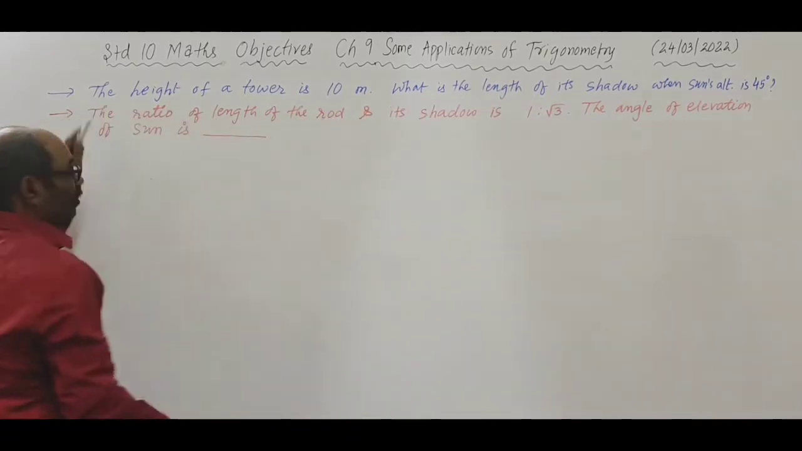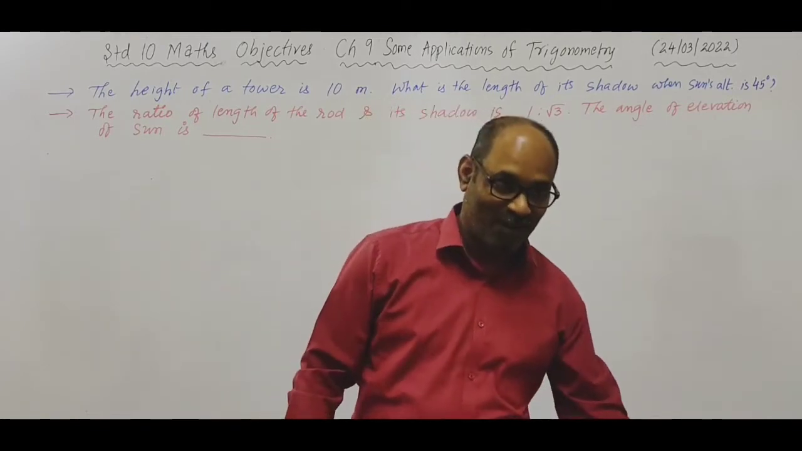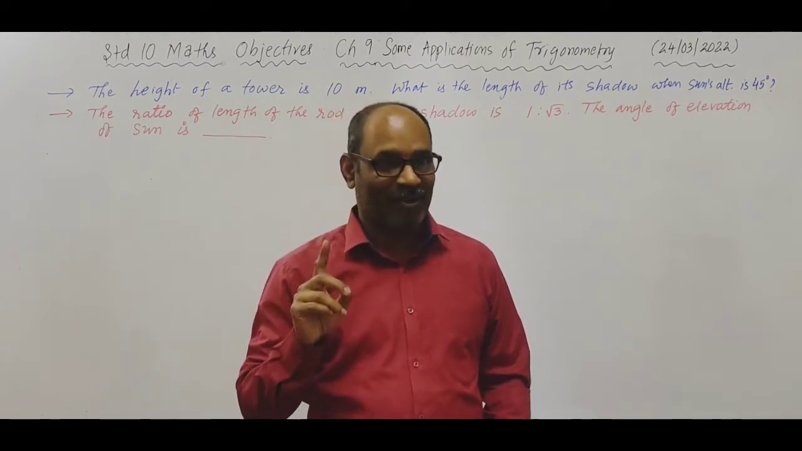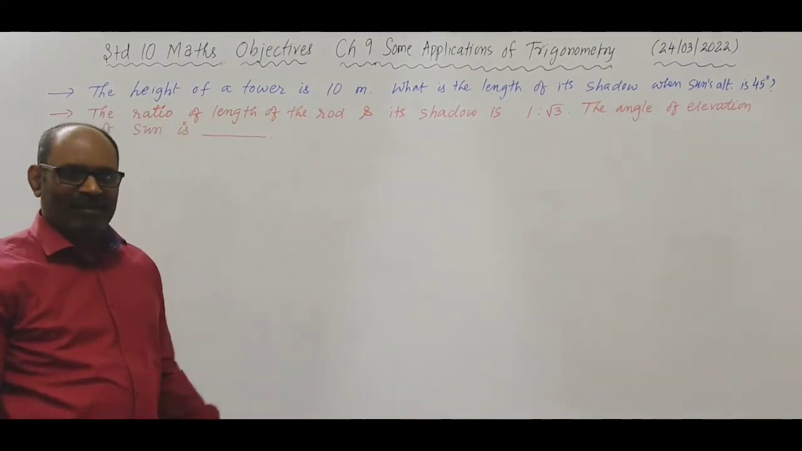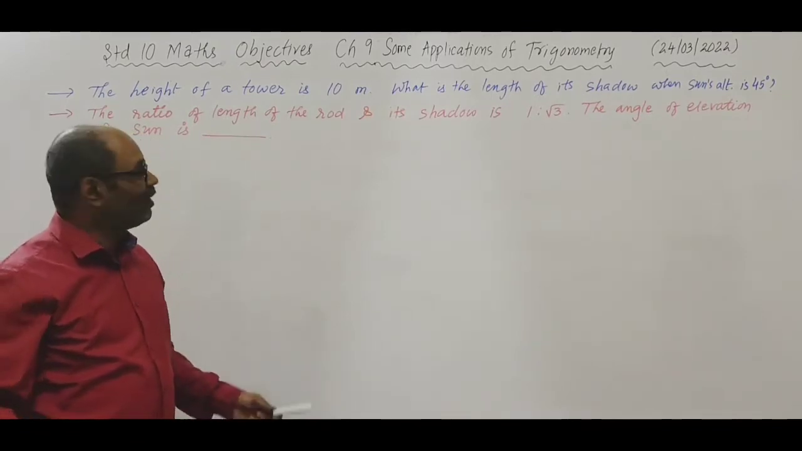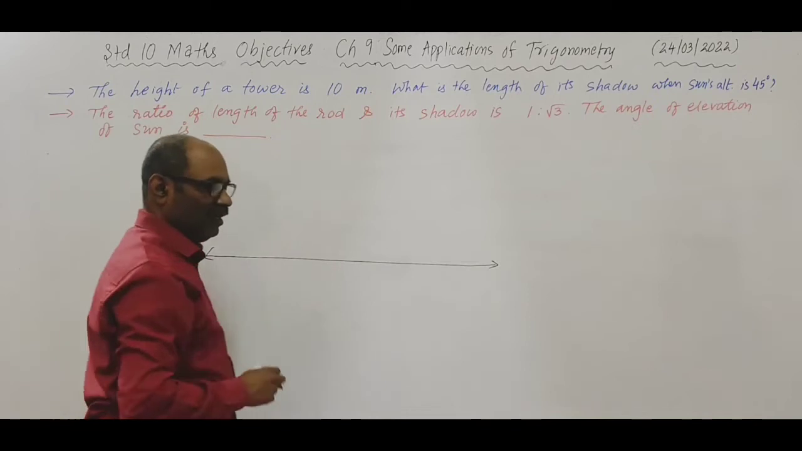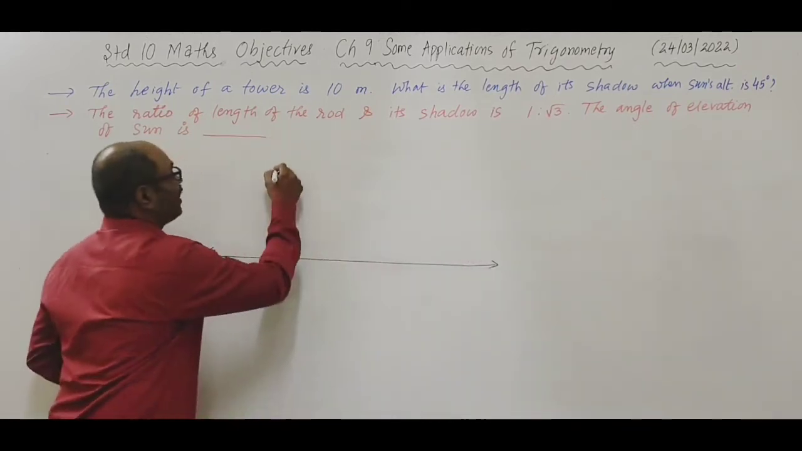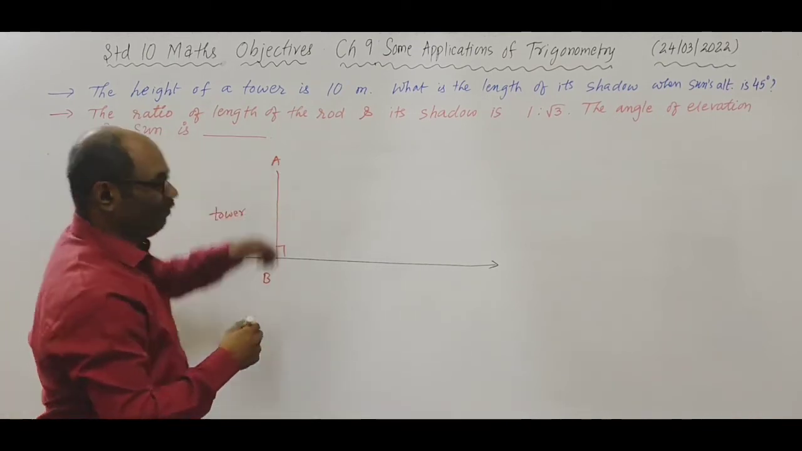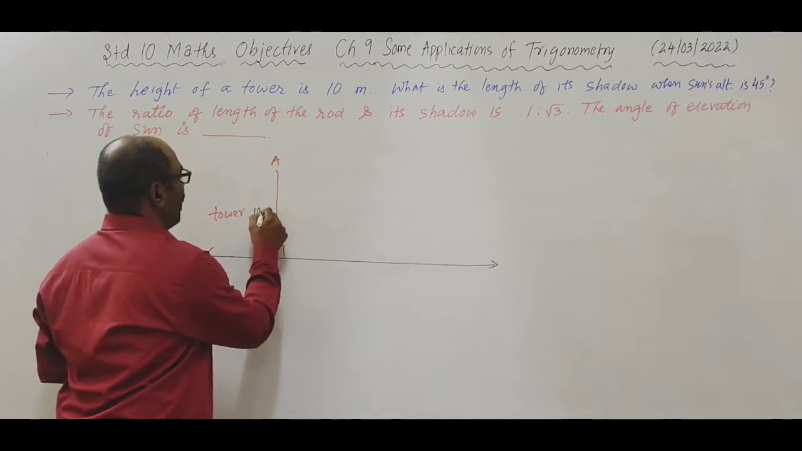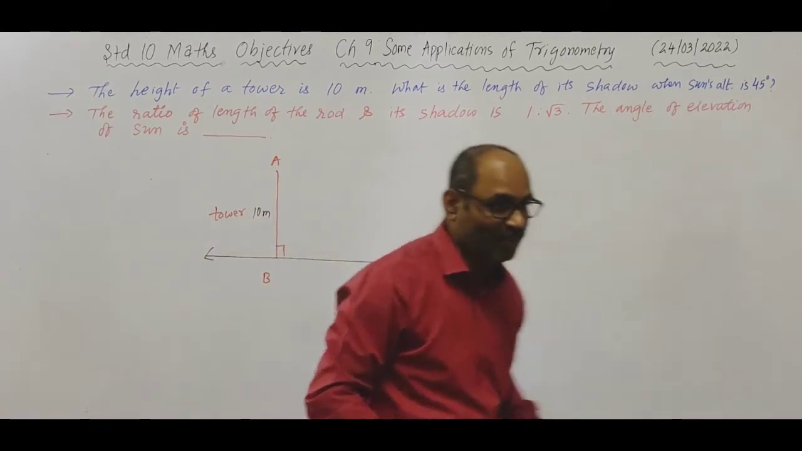Here are two questions. After reading the statement, you have to represent that verbal statement in pictorial form. You will have to draw a diagram, and the diagram should be perfect. Is that clear? So let's see. The height of a tower is 10 meters. We draw the tower as a vertical line segment standing on the ground, the earth surface, so I'll draw a horizontal line. Let's say AB, which stands erect, represents the tower, and its height is 10 meters. What is the length of the shadow when the sun's altitude is 45 degrees?